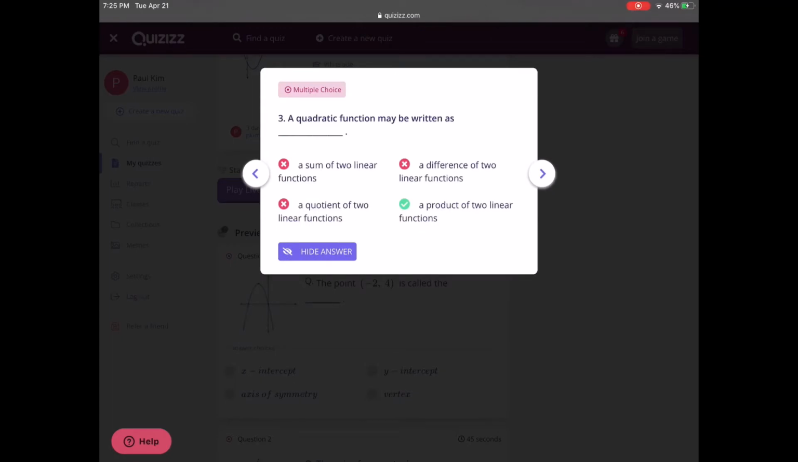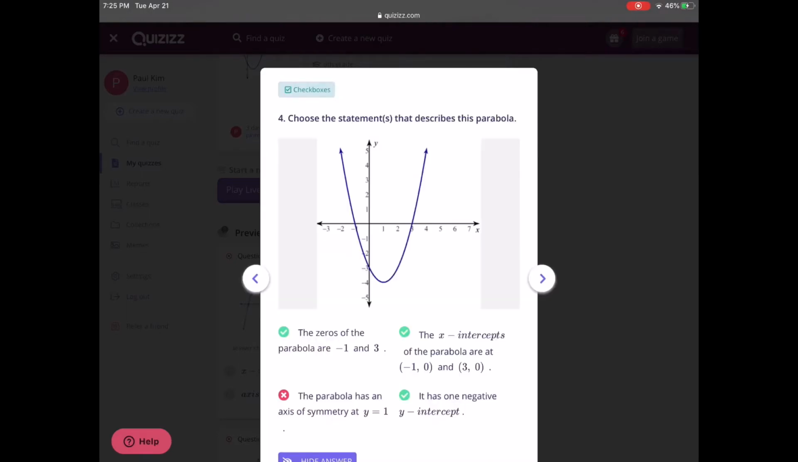A quadratic function may be written as a product of two linear functions, right? If you remember from day 1, what we did was we took these two lines and we multiplied them together. Our graph ended up being the shape of a parabola, right?